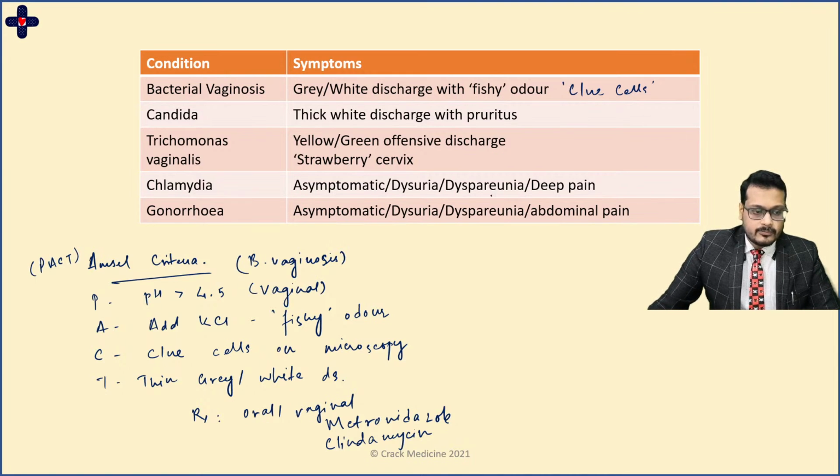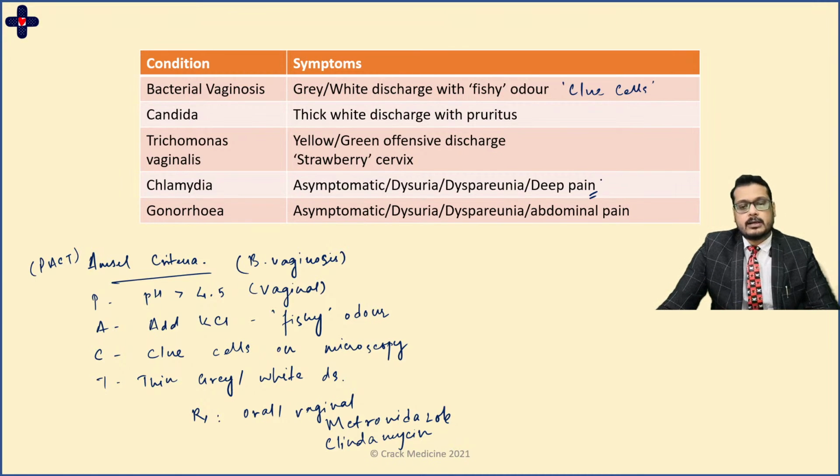Also, in cases of chlamydia and gonorrhea, if you look over here, the symptoms that are mentioned are usually very similar. But how you will diagnose chlamydia is there will be something like deep pain in the history, like when you palpate the abdomen of the patient, there's a deep pain pointing towards PID. So that's how you can diagnose chlamydia.